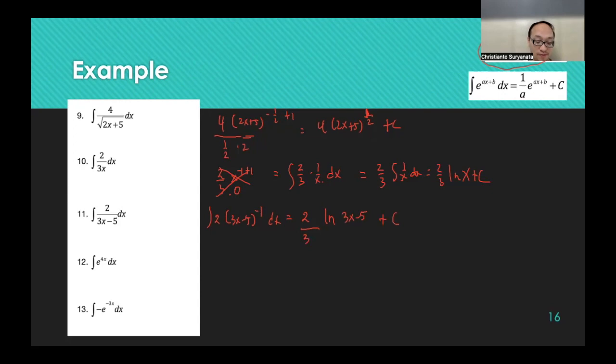12, e to the power of 4x. So e will stay the same, divided by the power 4, plus c. This one, negative e to the power of minus 3x. So we divide by the power, so over negative 3 plus c. So it's 1 over 3 e to the power of minus 3x plus c.